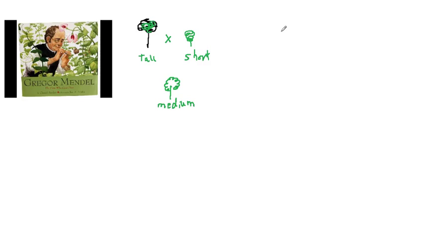What he saw was you had a tall plant and you had a short plant. You cross them, and what do you get? You get 100% tall plants. So tall, short, and this is tall.